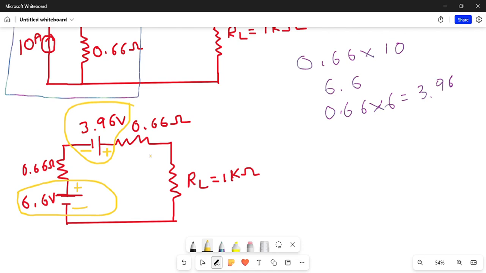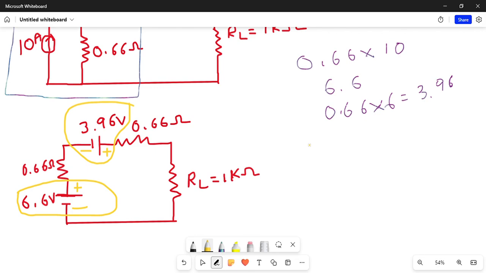So please look at the polarity before adding any two voltages which are in series, or any two currents which are in parallel. You need to make sure you add or subtract according to the polarities. Here it is negative to positive and here it is negative to positive, so if you add both, you get 10.62. And if you multiply 0.66 into 2, you get 1.32.